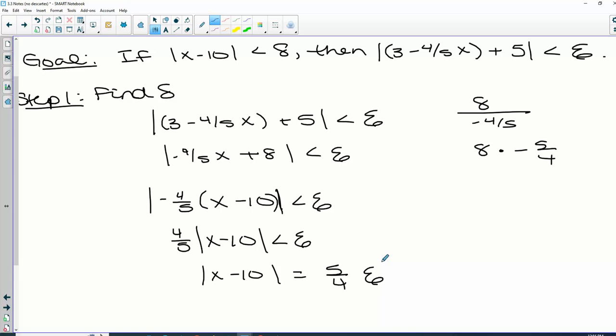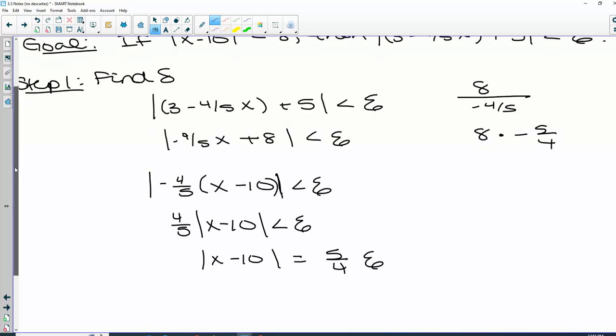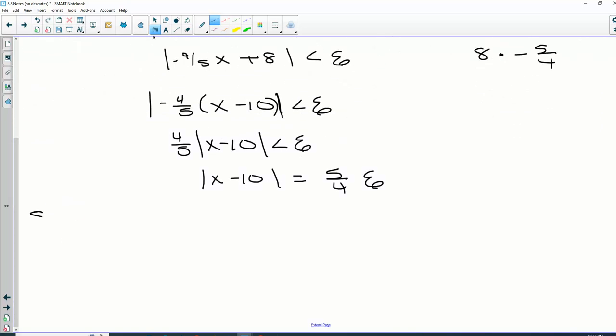Is it okay if I showed that I went from 4/5 times 10 minus x and I just switched around to x minus 10? Yes. Okay. So step 2, we have to state what delta is. So we're letting our delta be our 5/4 epsilon. Did you want us to put absolute value of x minus 10 equals 5/4 epsilon or is less than 5/4 epsilon? Yeah, that's fine.